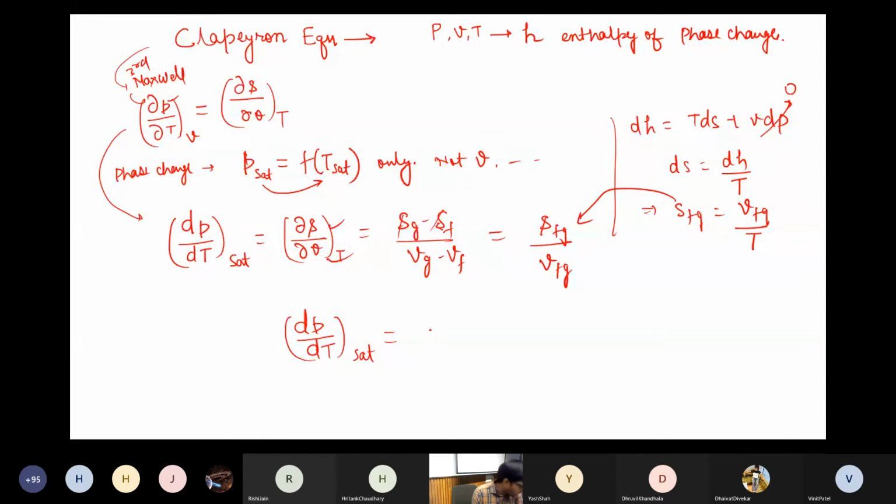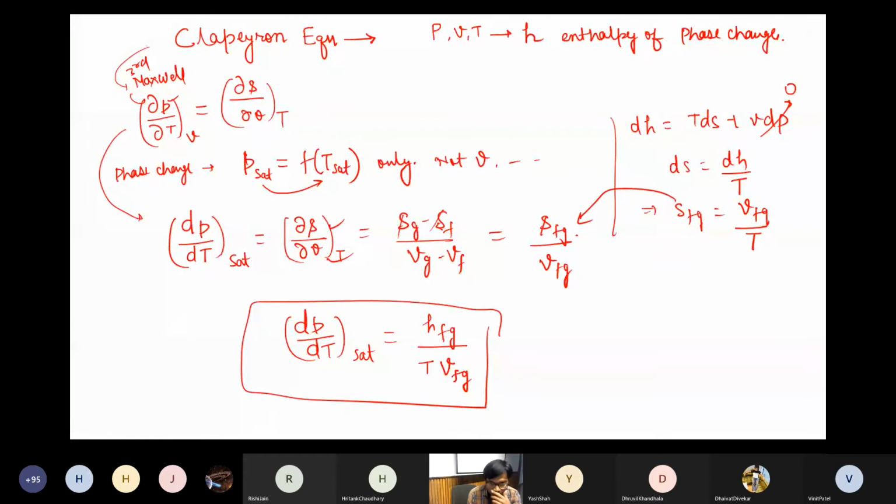So it comes out to be, wait, it is written HFG divided by T VFG. So this particular expression, let me look closely. So SFG. Oh, okay, I made a mistake. Here it is H now. Okay, sorry. So now yes, we can put it here, and we can get this expression. And this expression is called the Clapeyron equation. And yes, now you can relate things, and you can get the data of HFG.